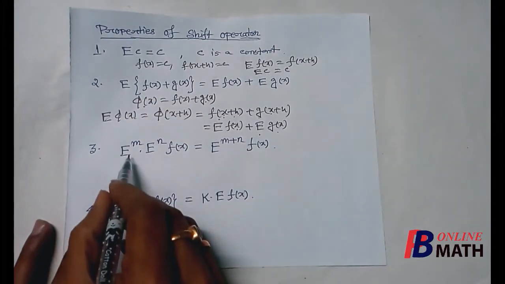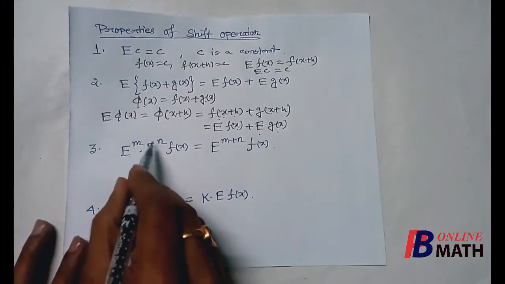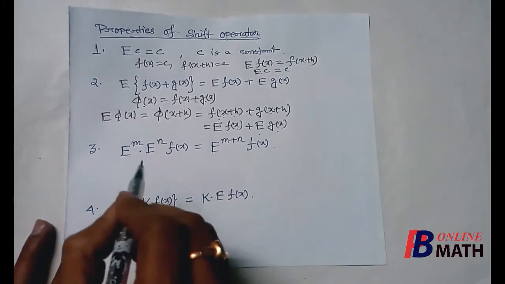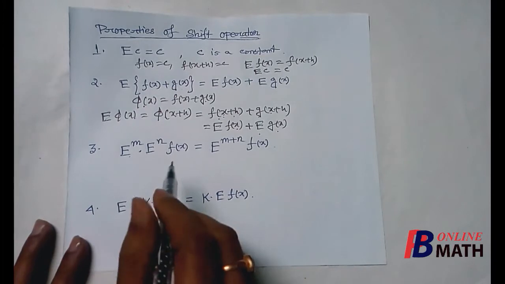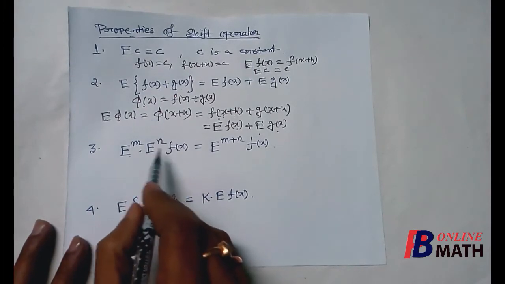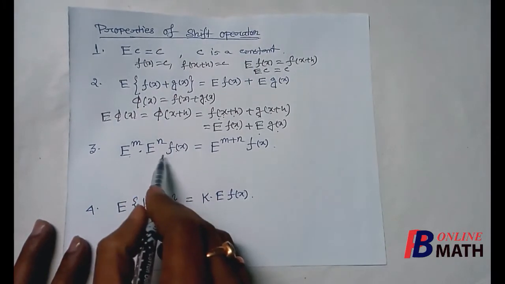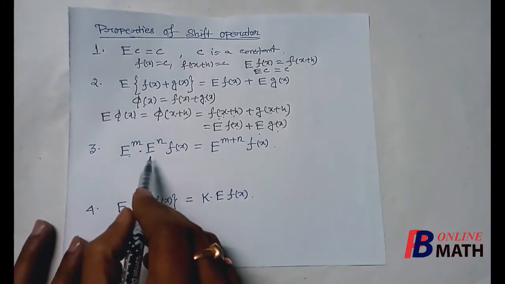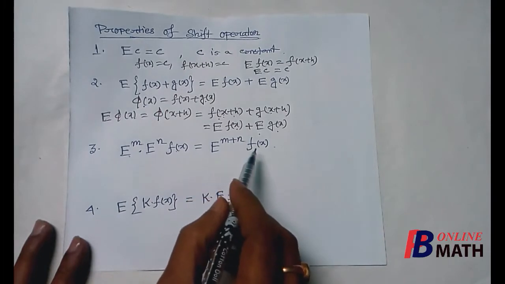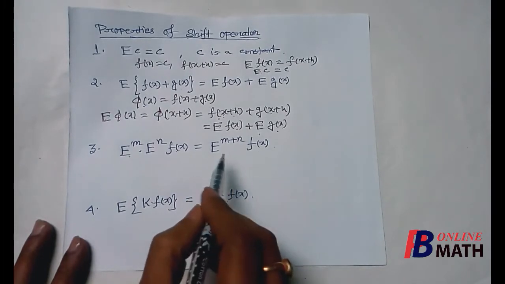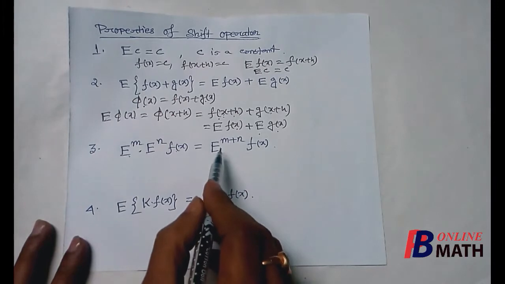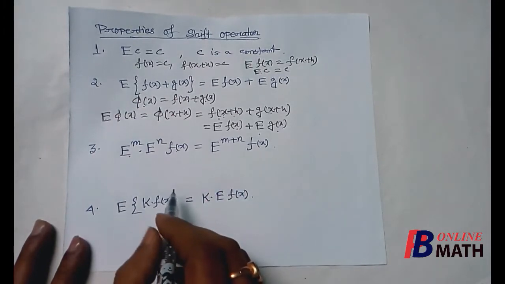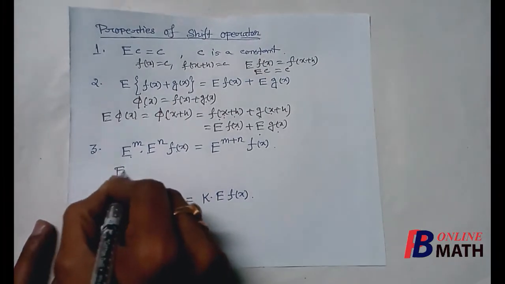The next property is, E to the power m into E to the power n of f(x) equals E to the power m plus n of f(x). So this property says that if we apply the shift operator n times on f(x), and after that we apply the shift operator m times on that function, then this is equal to E of m plus n of f(x). That means if we apply the shift operator m plus n times on f(x), then we shall get the same result.